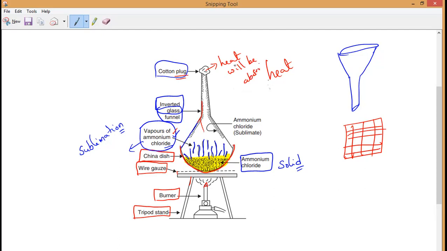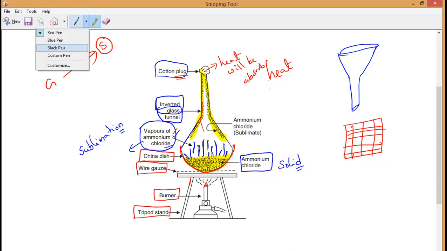Heat is absorbed, which means cooling. The gas vapors will convert into what? They will convert into solid. Can you see the deposition on the walls of the funnel? What do these dots indicate? This is solid ammonium chloride, reformed from the vapors of ammonium chloride. Do you understand? Yes or no?